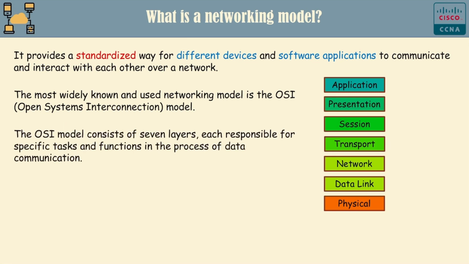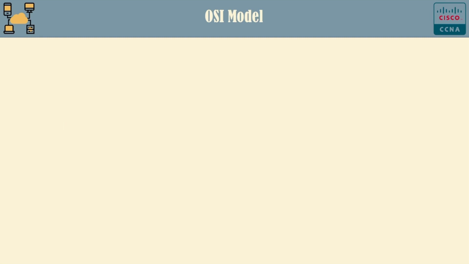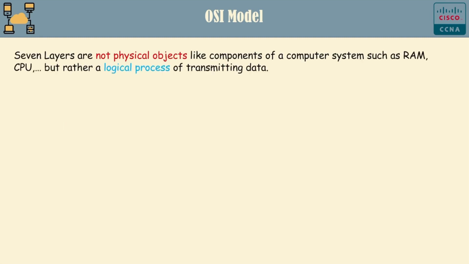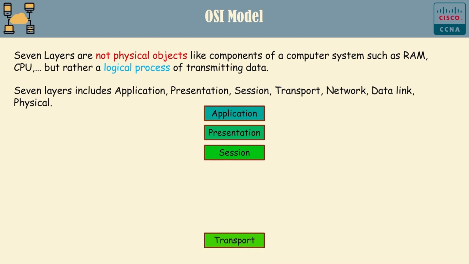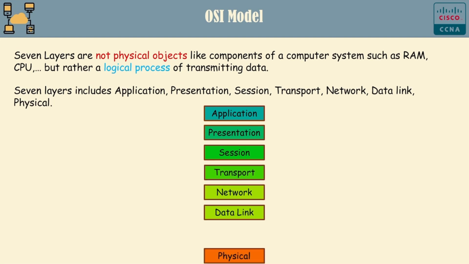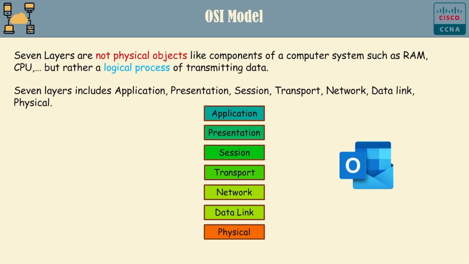The OSI model consists of 7 layers, each responsible for specific tasks and functions in the process of data communication. Regarding the definition of the OSI model, the 7 layers are not physical objects like components of a computer system such as RAM or CPU, but rather a logical process of transmitting data. The 7 layers include application, presentation, session, transport, network, data link, and physical. I will explain each layer from top to bottom based on how Outlook operates.